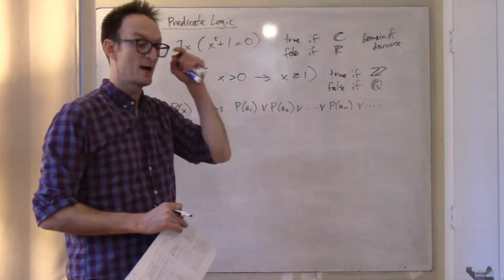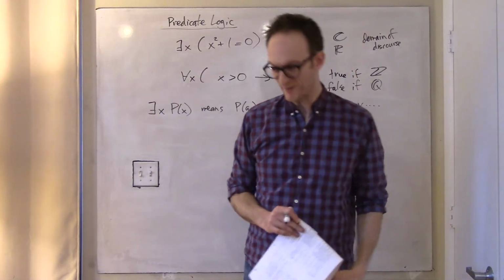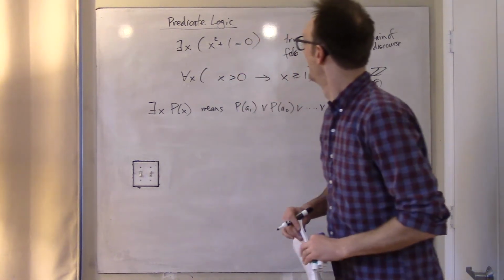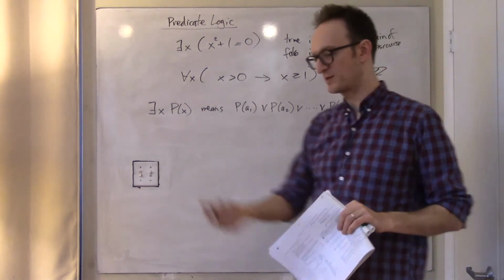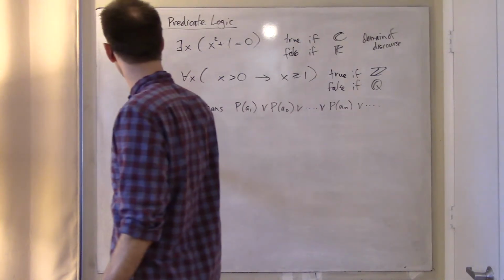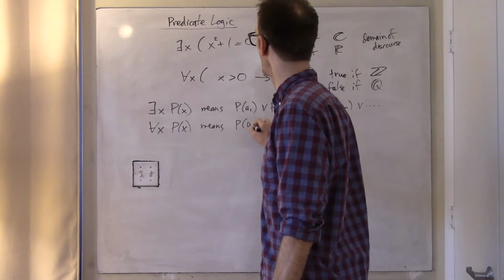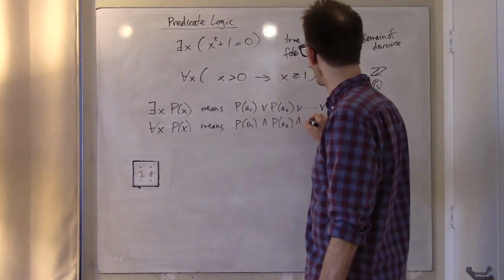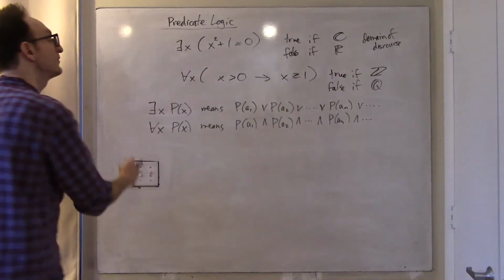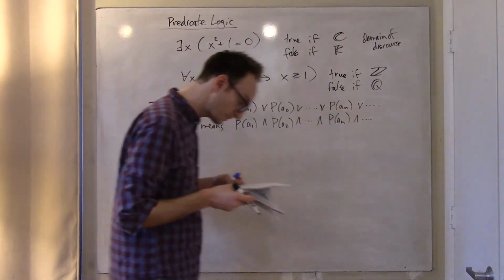And then the universal quantifier, for all x, P of x, just means that for every object this is true: P of a1 and P of a2 and so on, and P of an. So once again, you should think of the universal quantifier as the infinite version of a conjunction. You're performing the conjunction over all possible elements in the domain.